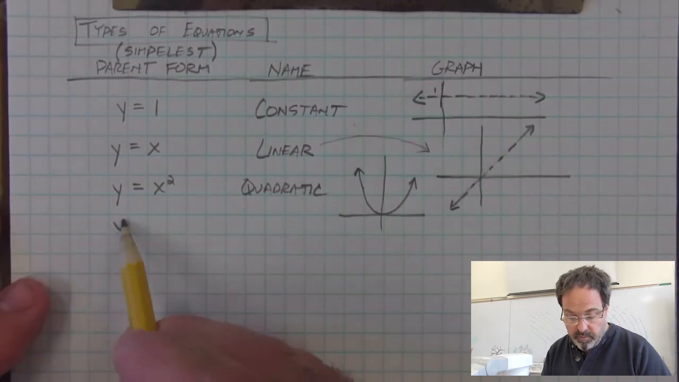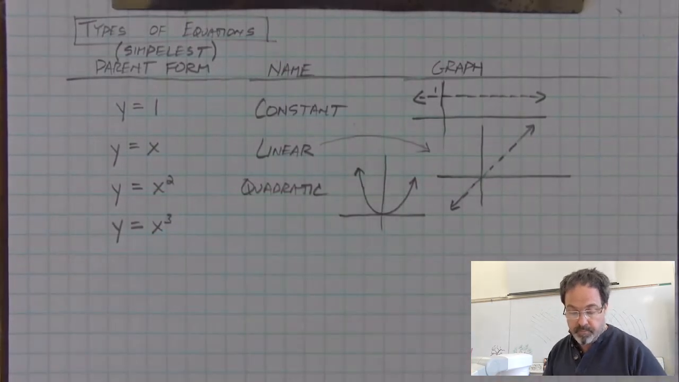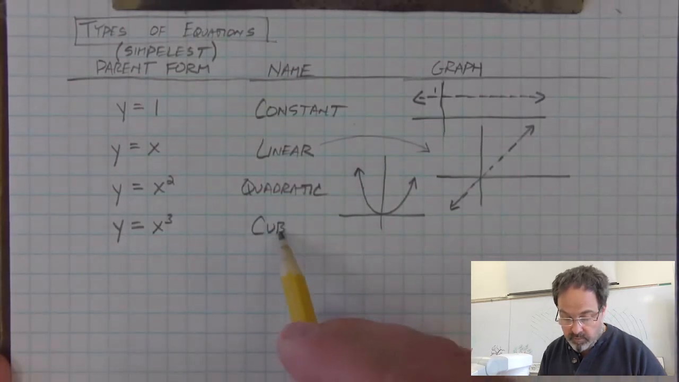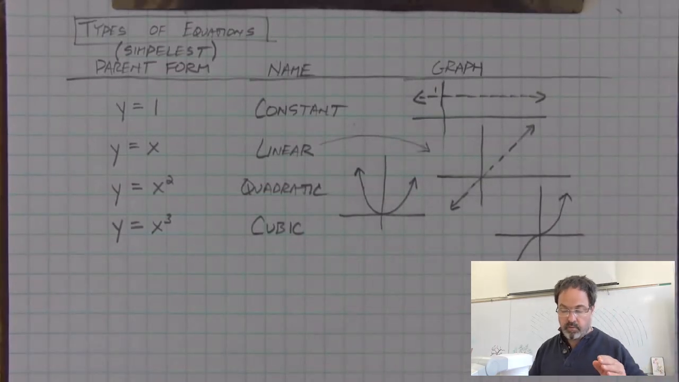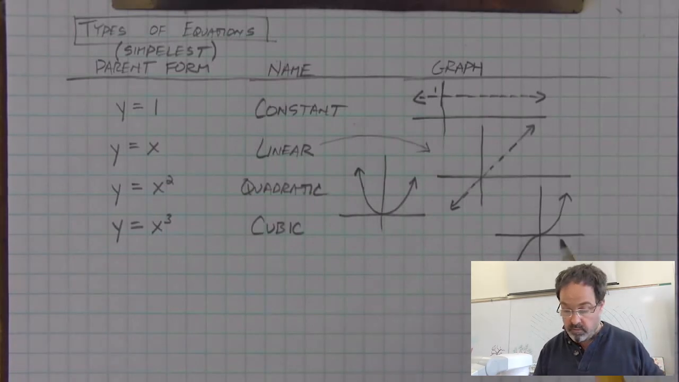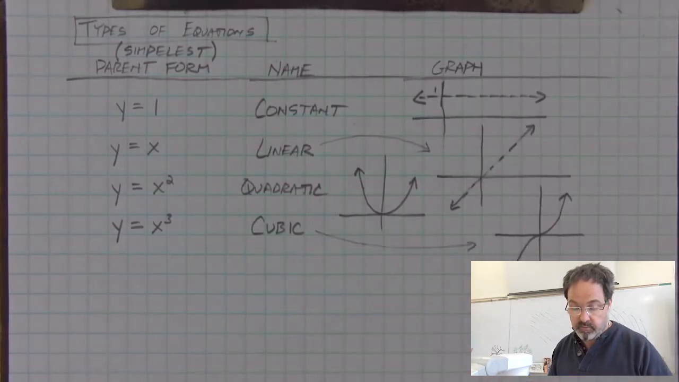And a fourth family of equation, y is equal to x cubed. This is the simplest form of cubic equation, so the name of this family is called cubic. And we will graph the simplest cubic equation that can be graphed. It looks like this. It curves, but it also changes its curvature. We'll learn to call that an inflection, where the curving changes. Graph of parent cube is there.